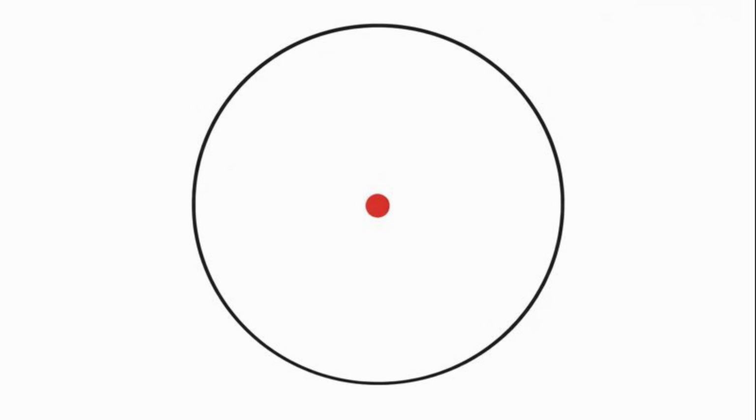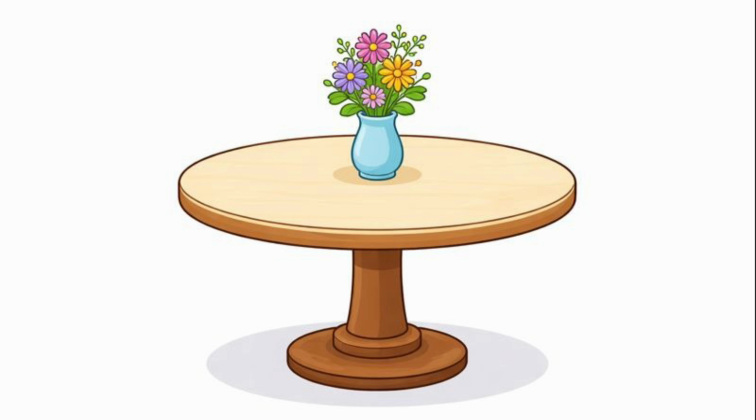In the center of means positioned at the exact middle point, equally distant from all sides. It is more precise and more exact than in the middle of. For example, the vase is in the center of the table. This tells us the vase is placed at the exact central point, not slightly to one side.